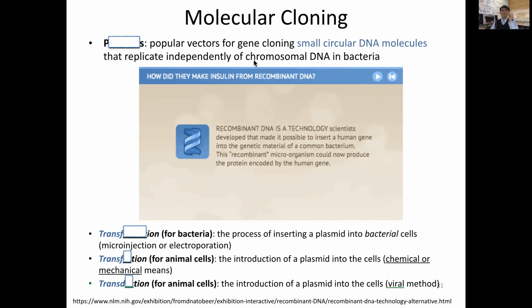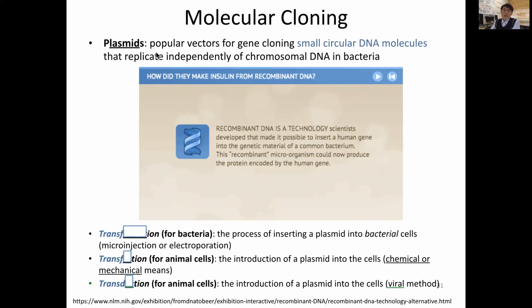The vector is a carrier to carry a specific gene or DNA of interest. The most popular vector is a plasmid. A plasmid is usually a small circular DNA molecule that can replicate independently of chromosomal DNA in bacteria. That is what we call a plasmid.